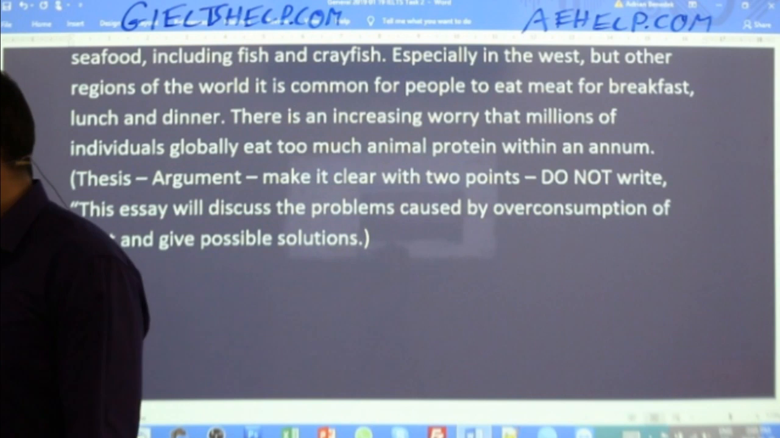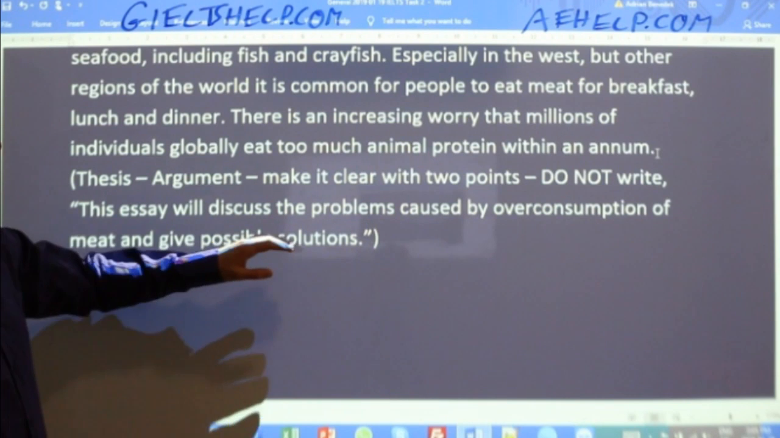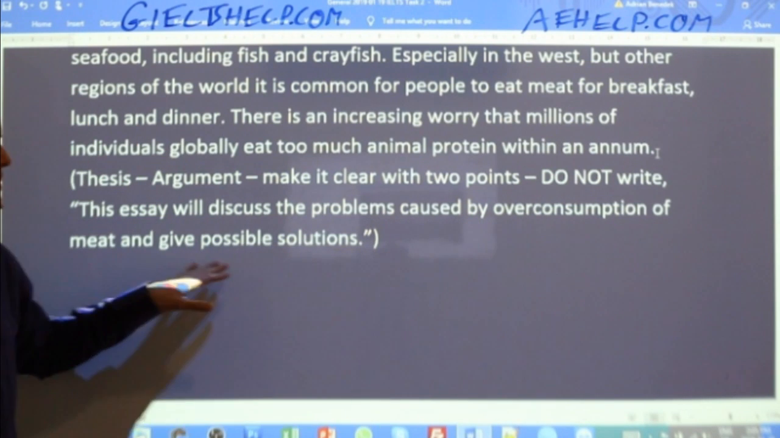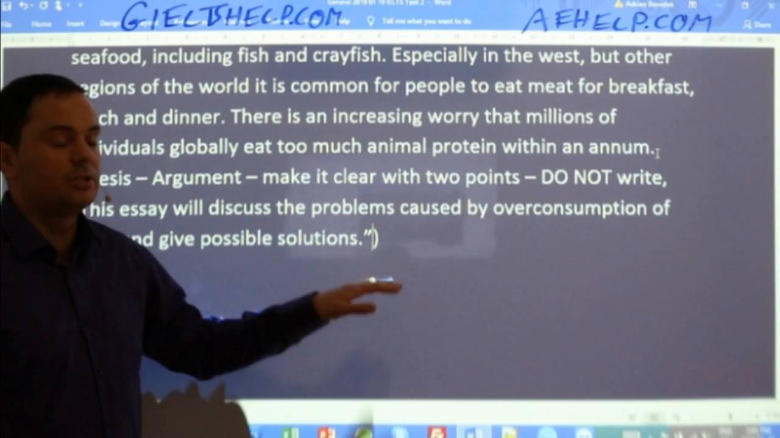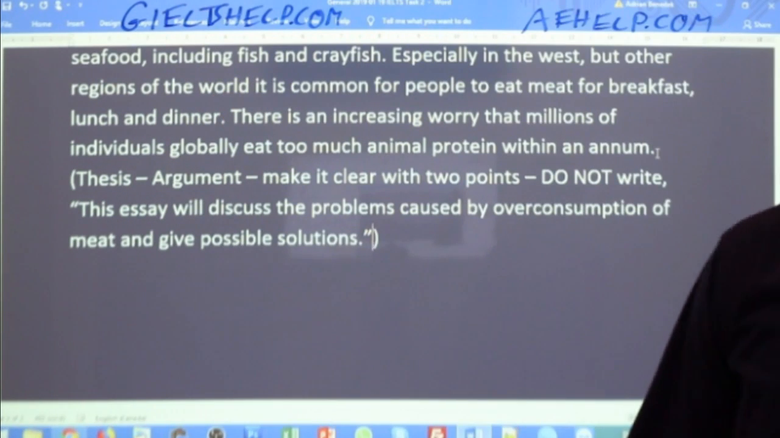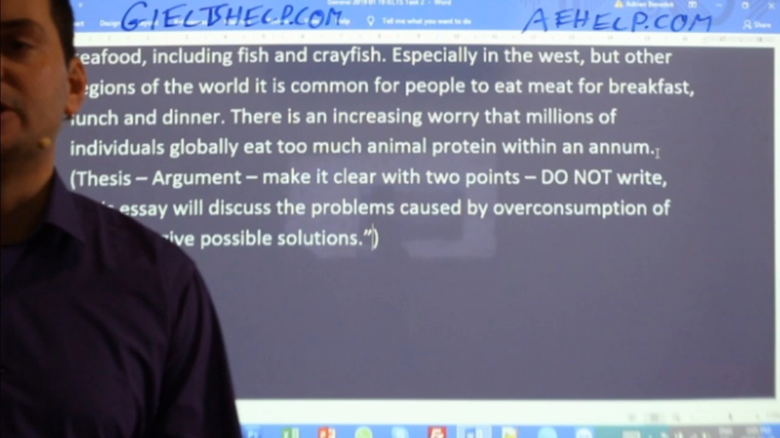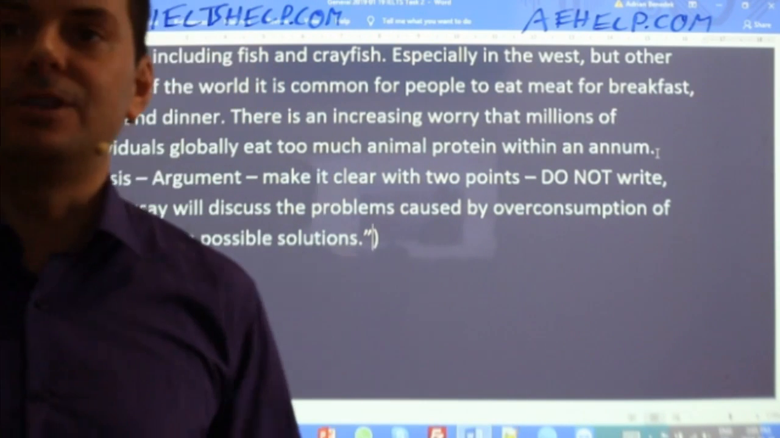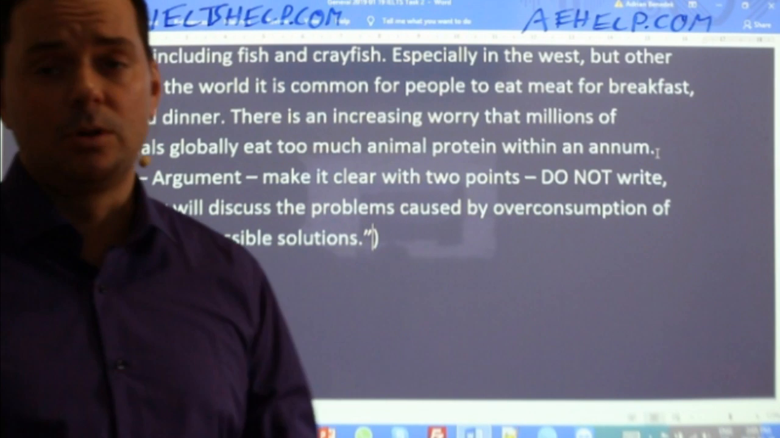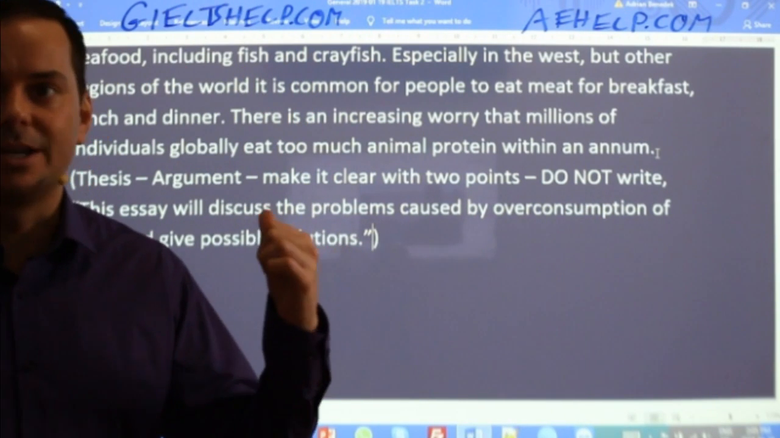So do not write this kind of a thesis. Why not? Why is this thesis bad? This essay will discuss the problems caused by overconsumption of meat and give possible solutions. Why is this thesis bad? Why will that not get you too many points in your IELTS writing section? And I want to show you this because I know a lot of students write this kind of a thesis at the end of the introduction. It's not a good thesis. In university, your professor will cross it out and say, this is ridiculous, rewrite your thesis, okay? So a professor will not accept that.